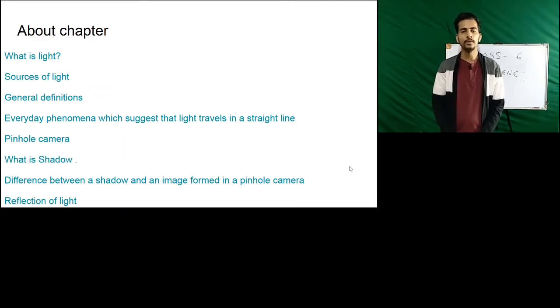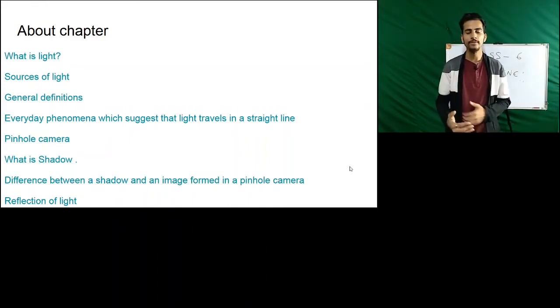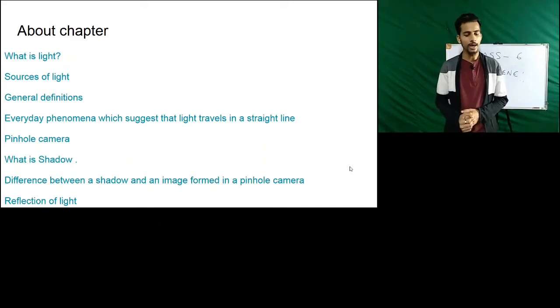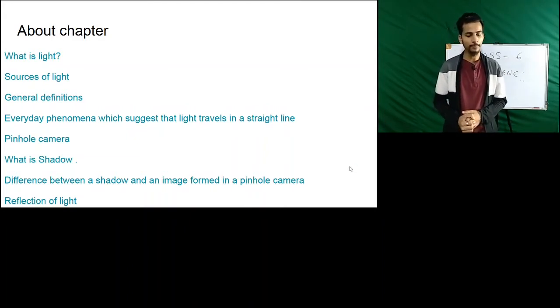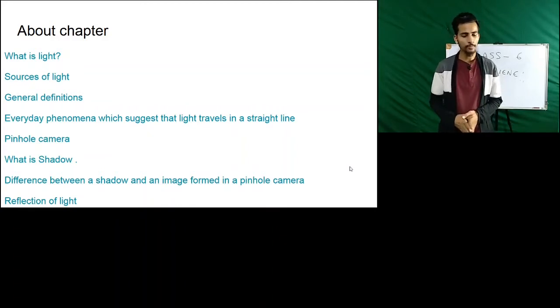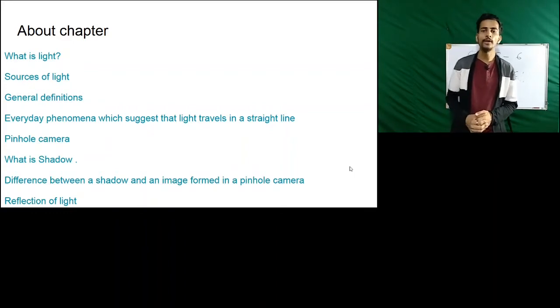So what are we going to learn in this chapter? We will talk about what is light and the sources of light. We have some general definitions, and then we have everyday phenomena which suggest that light travels in a straight line, under which we will take the example of a pinhole camera. Then we will talk about shadow, then we will discuss the difference between a shadow and the image formed in a pinhole camera, and at the end we will talk about reflection of light.